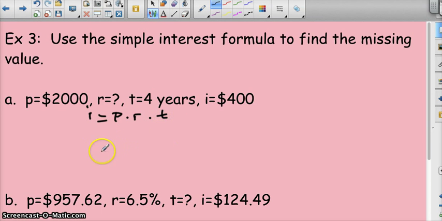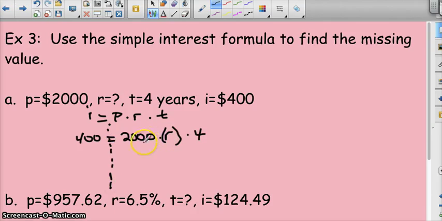So we're going to enter everything into this equation here. Our interest is 400. The principal, the amount of money, is $2,000. We don't know what the rate is, so we just enter an R for the rate, and the time is 4 years. Now what we're going to do here is we're going to solve for R. Let's go ahead and draw a line down our equal sign.